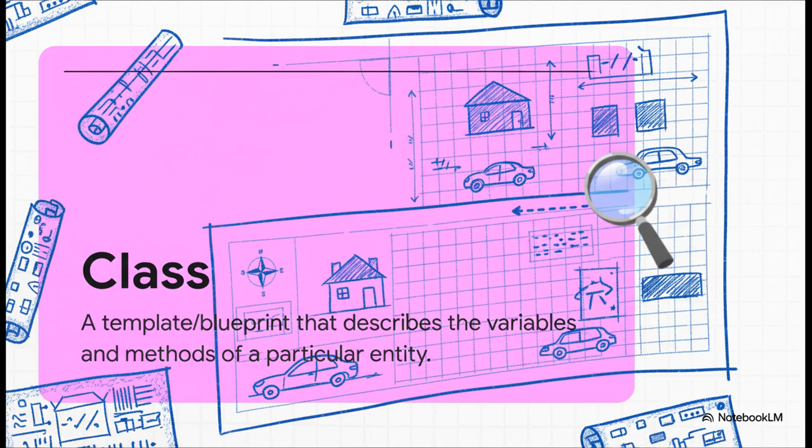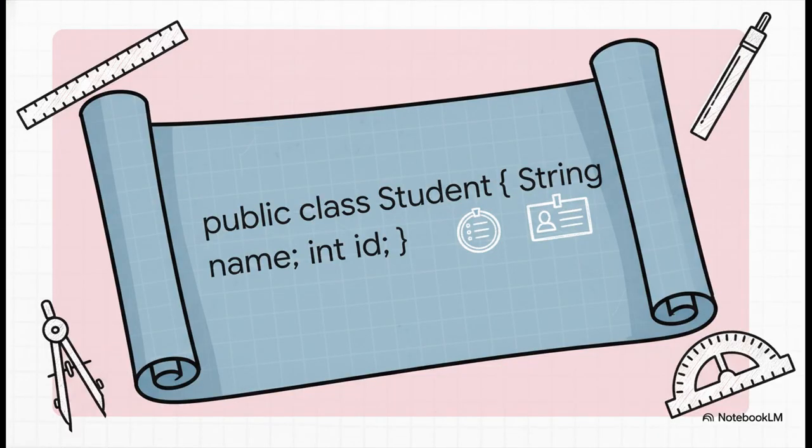Now, the best way to think of a class is as a master blueprint. It's not a physical thing itself, right? It's the detailed plan. It's the set of rules that defines all the properties and capabilities that something of a certain type should have. And here we can see what that blueprint actually looks like in Java code.